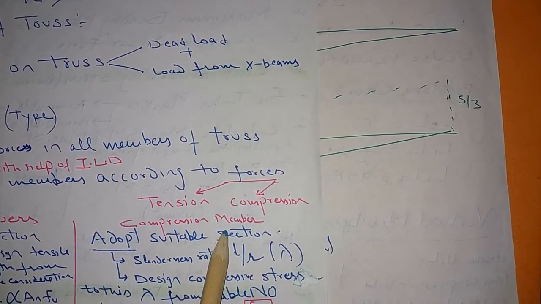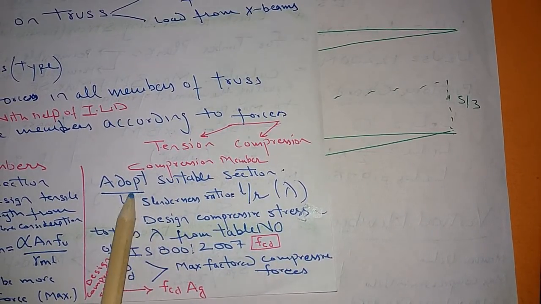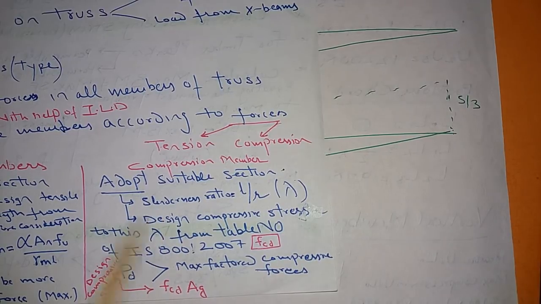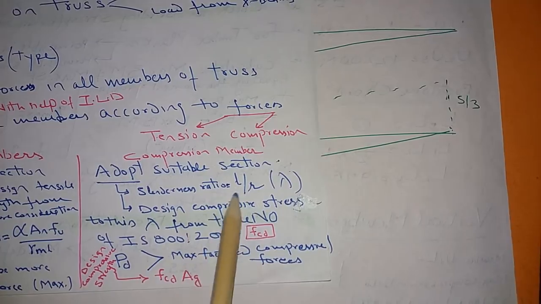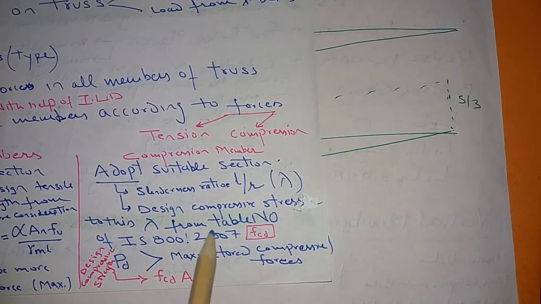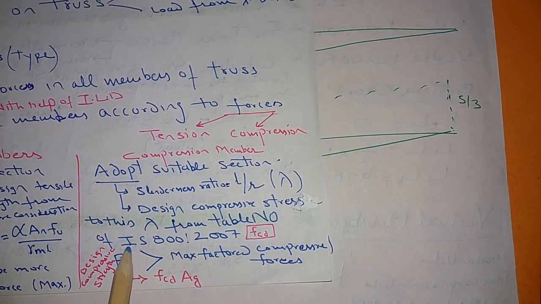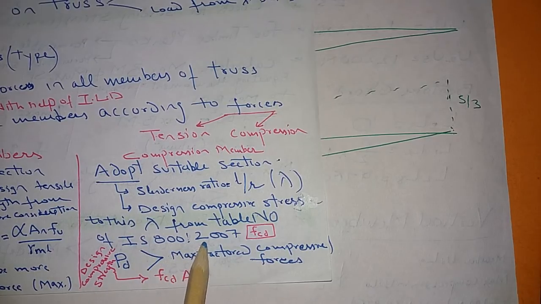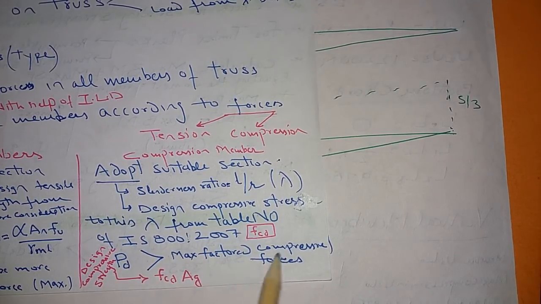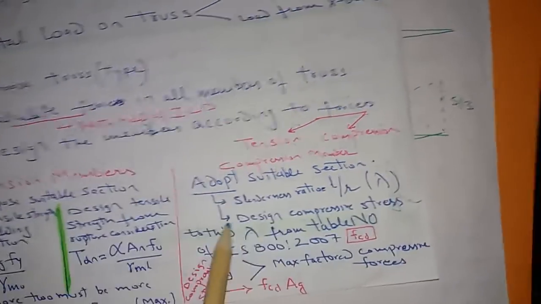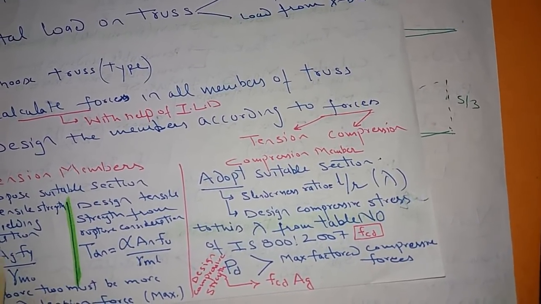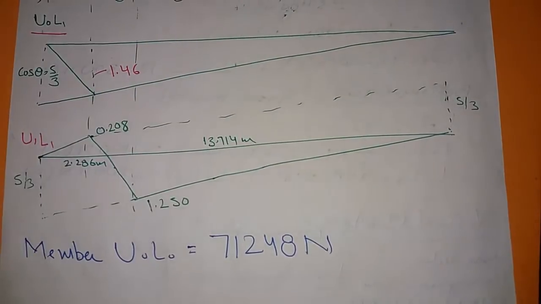Same in compression member. First adopt a suitable section. It is very easy. And you calculate your slenderness ratio L upon R. According to slenderness ratio, go to Table number 9 in IS 800 2007 and calculate FCD. Then according to FCD, you can check whether your section is safe or unsafe. So we will discuss all these members.